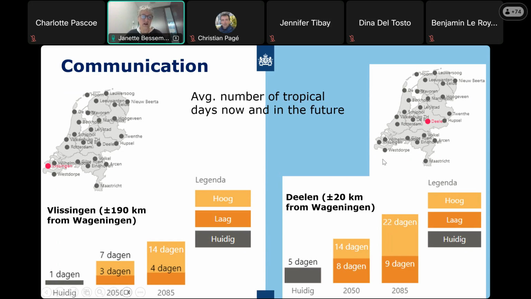If you look at Vlissingen on the left side, you see that for 2050, the number of tropical days, so above 30 degrees, increases from 1 day to 3 or up to 7 days. And if you look at a location more in the middle of the country, it changes from 5 days to 8 to 14 days. So the percentage change is different. It's much higher for Vlissingen than for Deelen. And if you present your information in percentages, then people often assume that the percentage is valid for the whole country. But for these kind of indicators, that is not the case.